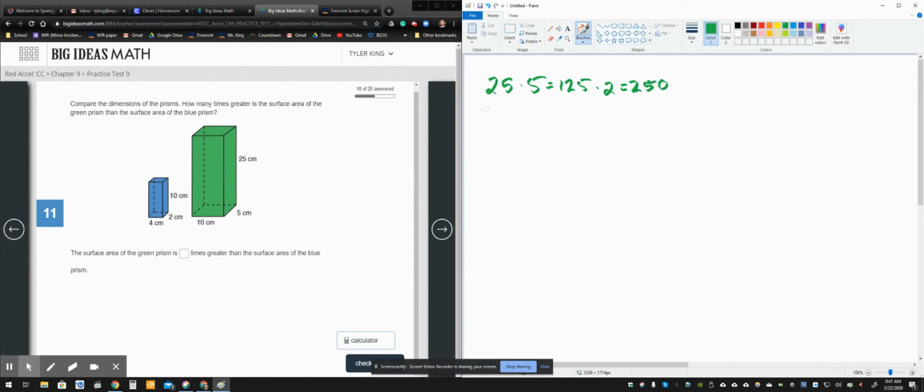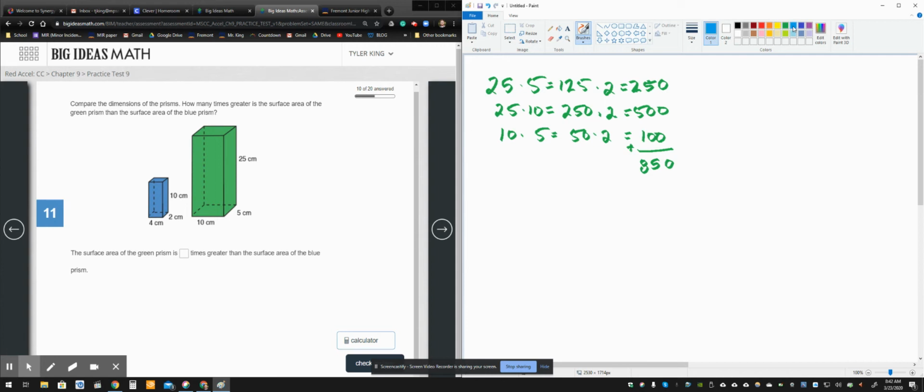Okay. Next, we can end up with the 25 times 10, which is going to become 250. And because the front and the back side are going to be the same, we can times that by 2 and end up at 500. And then we can do the 10 times 5, which is equal to 50, times 2, which is going to be equal to 100. And that's because the top and the bottom are going to be the same. So adding these together, we are going to end up with 850 for the surface area of the green.